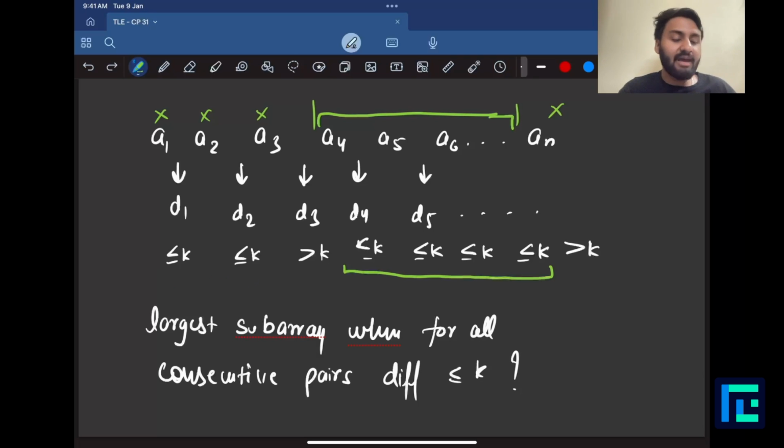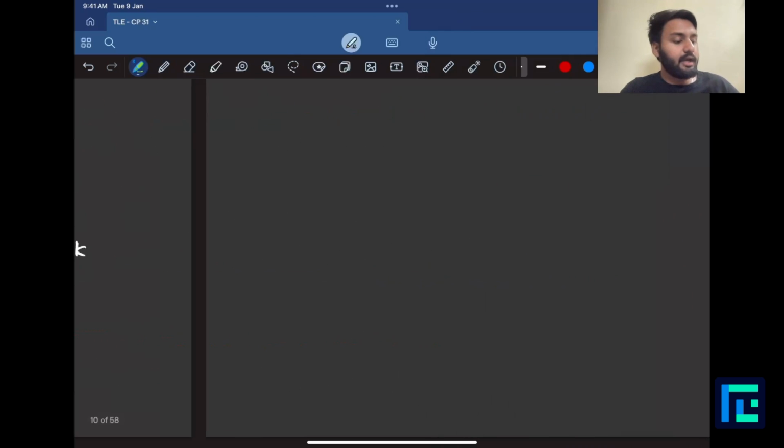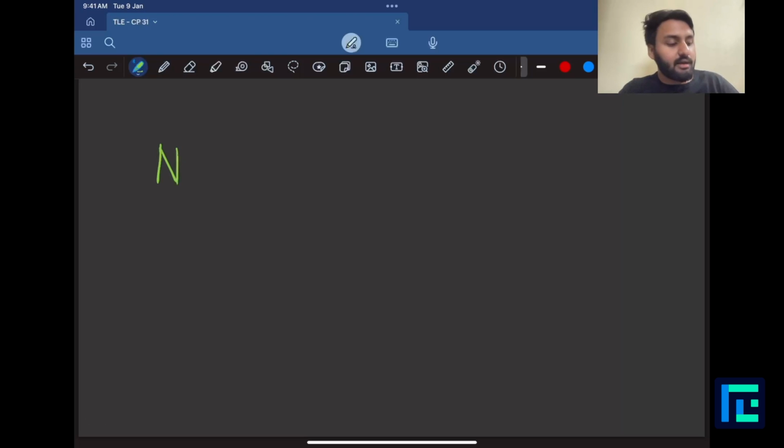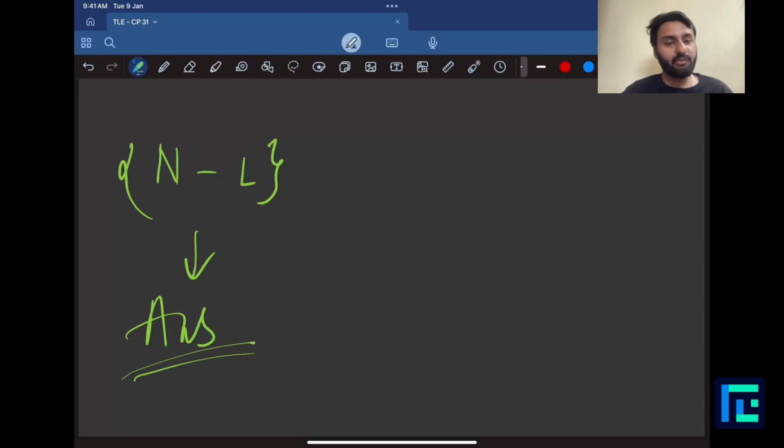Which means if I'm able to get the largest subarray, or continuous segment length to be specific, where the consecutive pairs have a difference less than or equal to k, and I call that segment length L, then what is my answer? My answer is basically the total number of elements n minus L. This is the value as my answer. This is the actual problem.